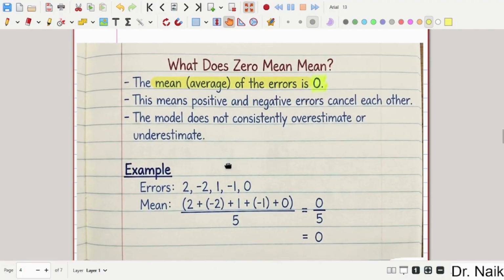Why is the mean 0? The mean or average of the error is 0. This means positive and negative errors cancel each other. The model does not consistently overestimate or underestimate. For example, if the errors are 2, -2, 1, -1 and 0, then the mean is 2 plus -2 plus 1 plus -1 plus 0 divided by 5. So 0 divided by 5 is 0, therefore the mean is 0.